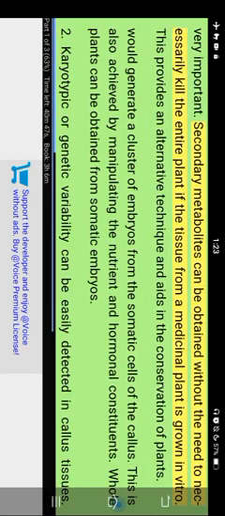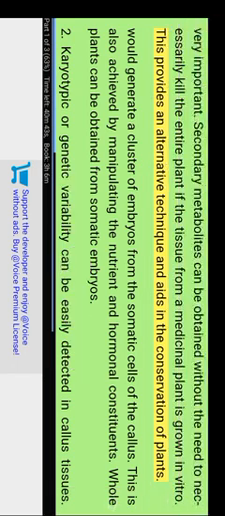Secondary metabolites can be obtained without the need to necessarily kill the entire plant if the tissue from a medicinal plant is grown in vitro. This provides an alternative technique and aids in the conservation of plants. It would generate a cluster of embryos from the somatic cells of the callus. This is also achieved by manipulating the nutrient and hormonal constituents. Whole plants can be obtained from somatic embryos.